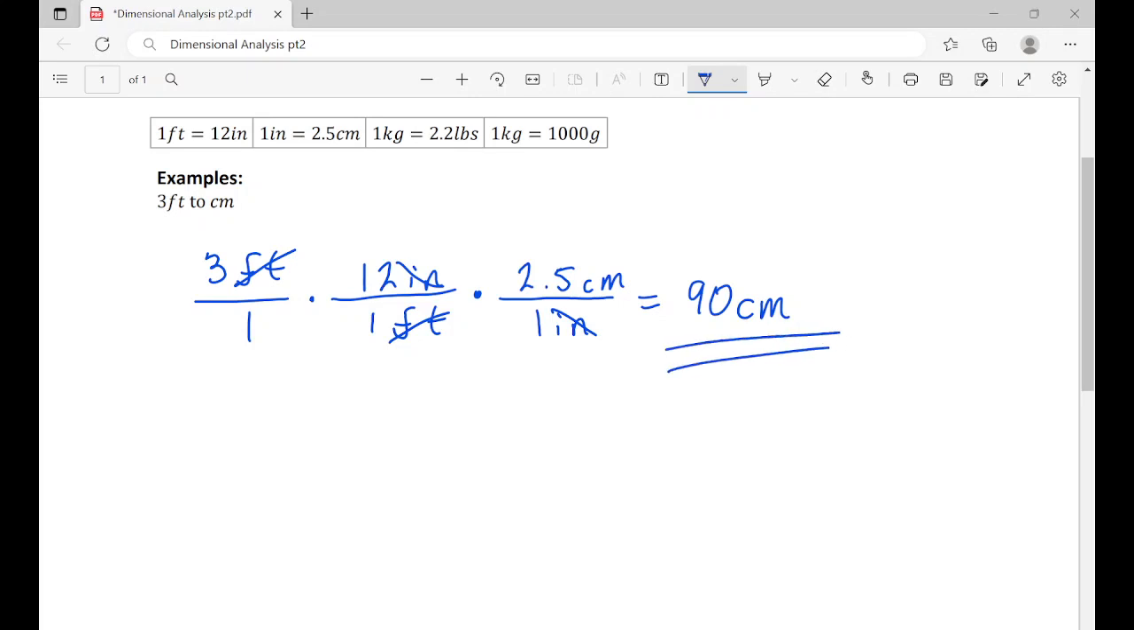So this one is a multi-step process. I can't just get rid of the feet and go straight to centimeters. I have to get rid of the feet to go to inches, and then go from inches and get rid of that so I can get to centimeters. So this happens occasionally, but again, it's just the same process. What are you trying to get rid of? It says what should be canceling out.